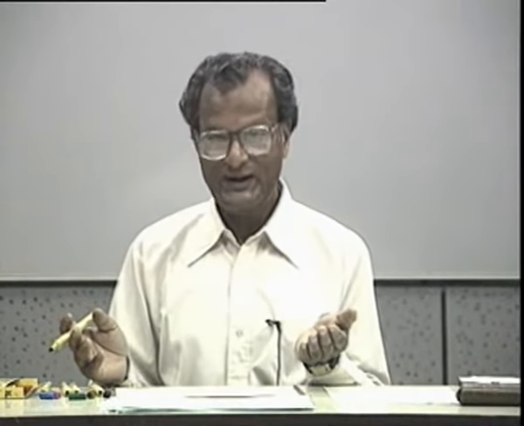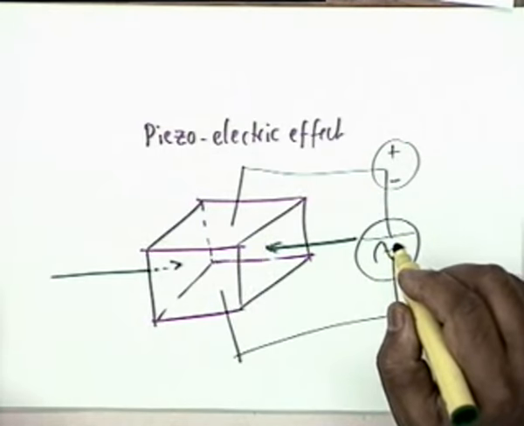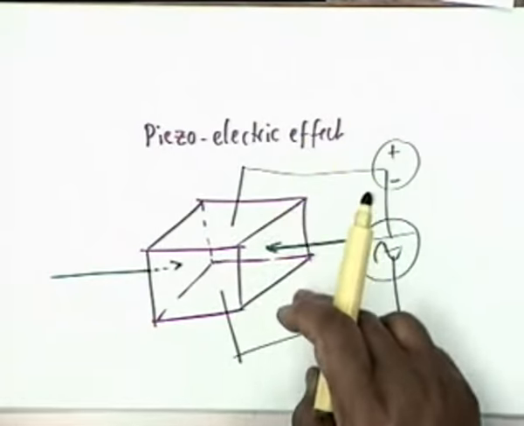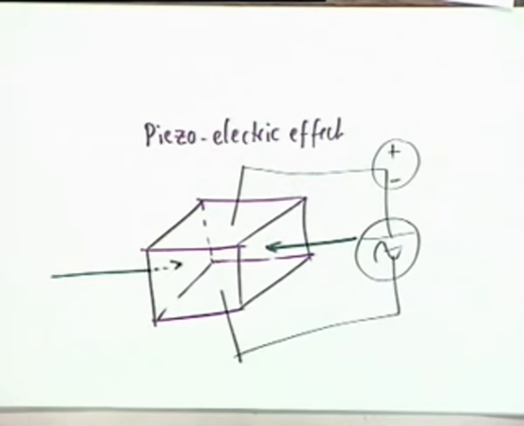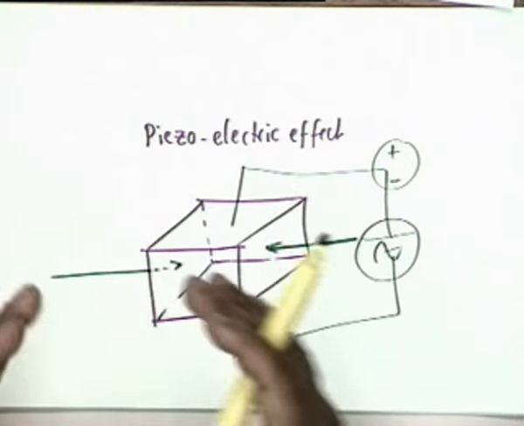Does this happen to all four faces? It happens on the other faces also. But you have to cut the crystal in such a fashion that the effect is dominant on two of the faces only. This is why AT and BT cut crystals are used.